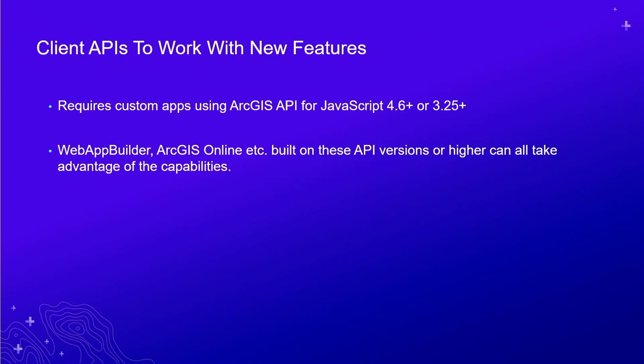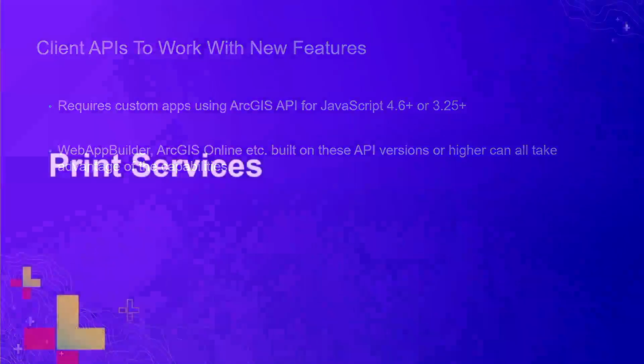To work with the new features of this new 10.6 plus print service, you'll require the correct client APIs to work with these. For the most part, 10.6 was a bit in the past, so if you're up to date on newer versions of the JavaScript API, you'll already get these improvements. So you need 4.6 or 3.25 or higher. Web AppBuilder, ArcGIS Online, etc. are built on these API versions or newer ones and can take advantage of these capabilities.